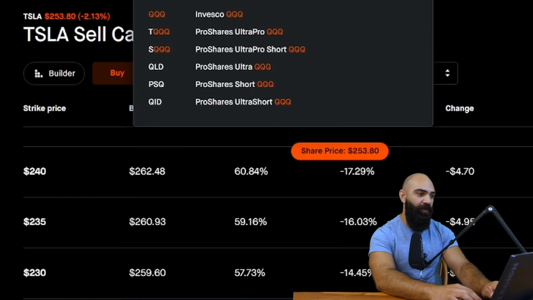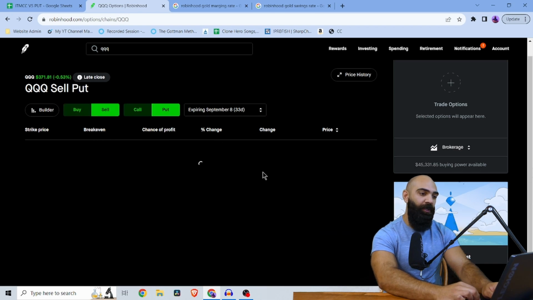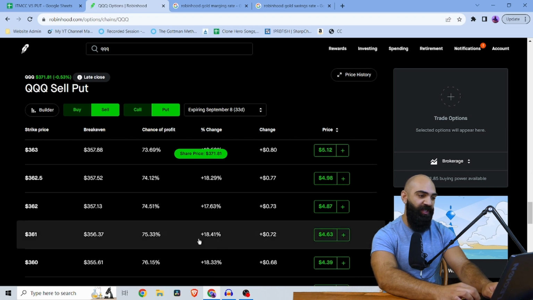So let's do a different example with QQQ. And we're going to do 33 days out again. Let's start with selling the put. And let's just pick a random one. Let's say we want a 75% chance of profit.